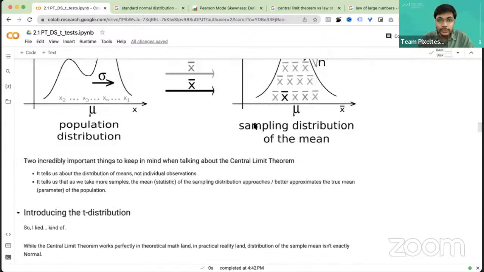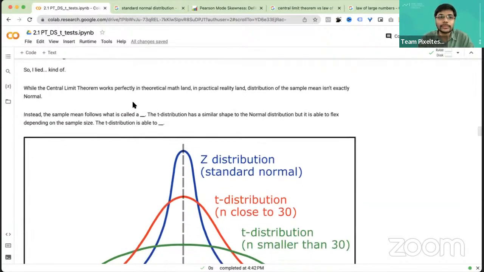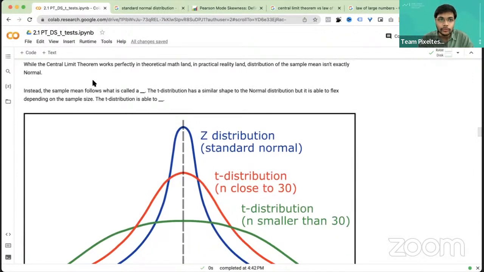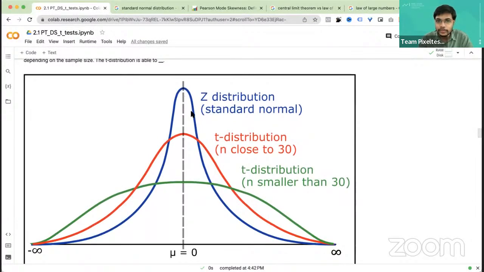Now we have understood these concepts. Now we are going to understand the T distribution, right? While the central limit theorem works perfectly in theoretical math land, in practical reality land the distribution of the sample mean is not always normal. So instead, the sample mean follows what is called a T distribution. We have seen the standard normal distribution, and the T distribution is something that becomes flatter, right?